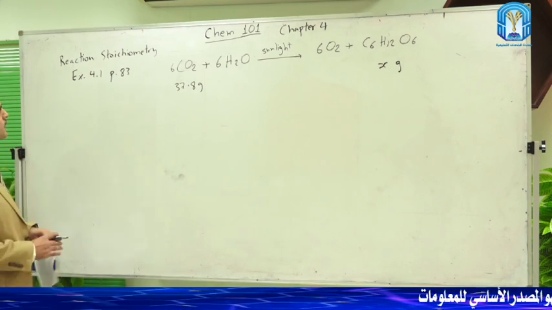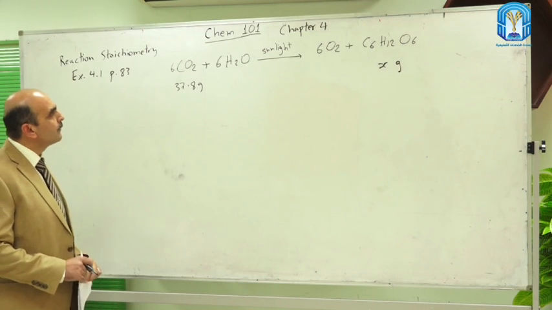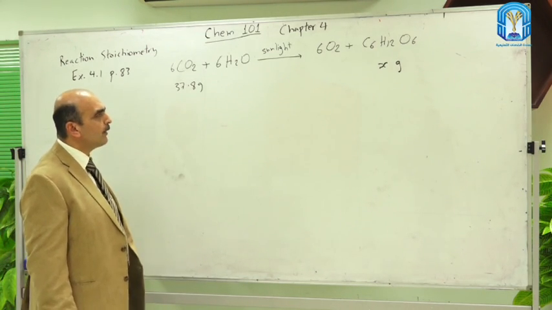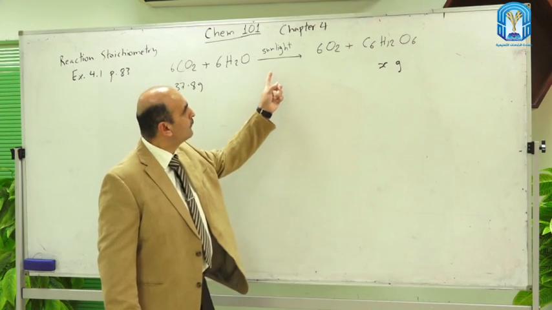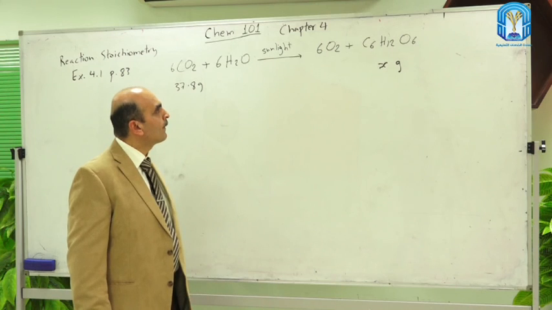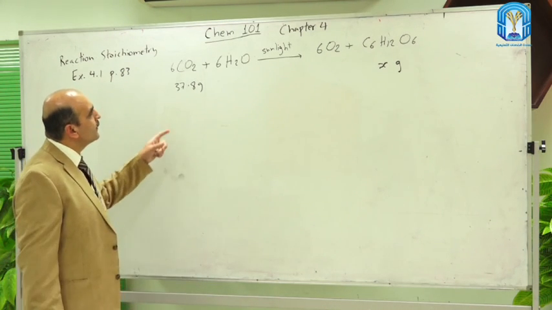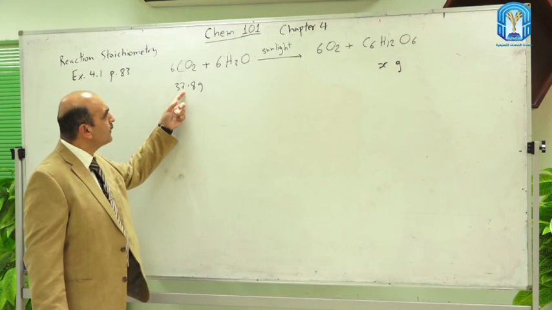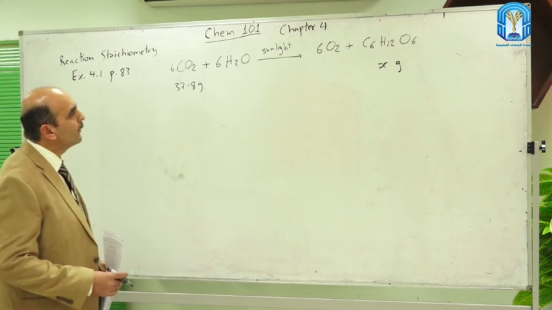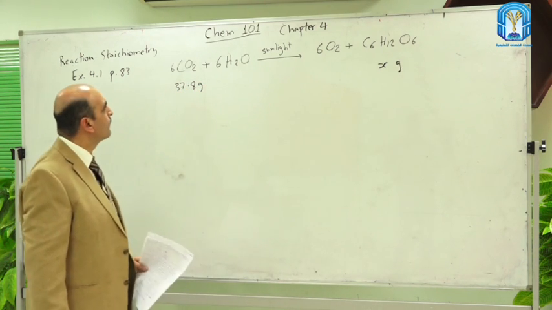This example is in the book, example 4.1, page 83. It says that we had a reaction, carbon dioxide with water, in presence of sunlight. It yields oxygen gas and glucose. They mentioned that we have in the reaction 37.8 grams, and we need to know how many grams of glucose is produced.